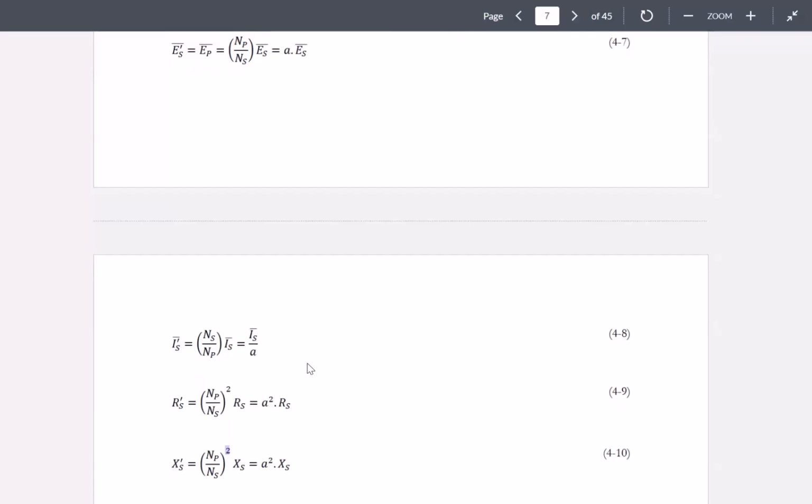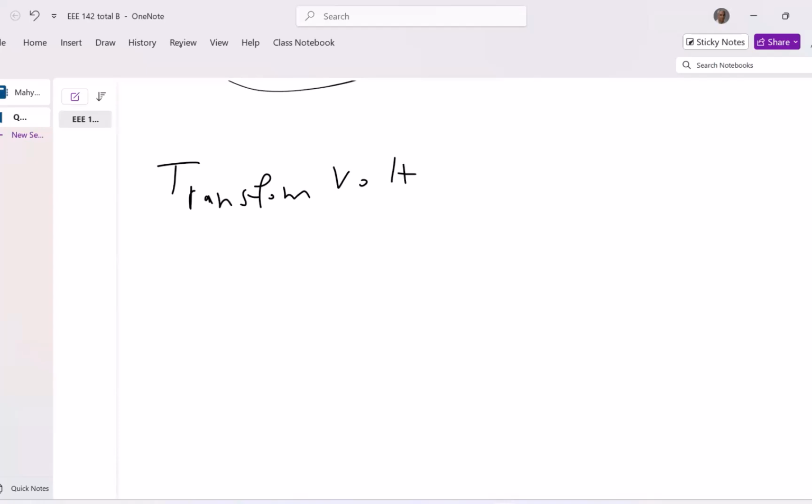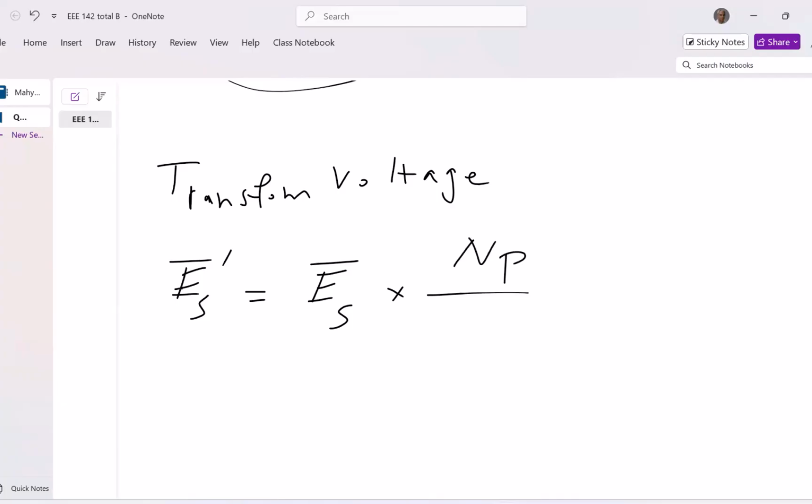One easy way to remember this is if you want to transform voltage. So we say, for example, ES prime would be ES times the side to which it goes to. So what is the side to which it goes to? ES prime means something was in secondary, we referred that to the primary. So whatever it goes to, you put it on the numerator. Whatever it's existing in still, you put it on the denominator. So NP over NS.